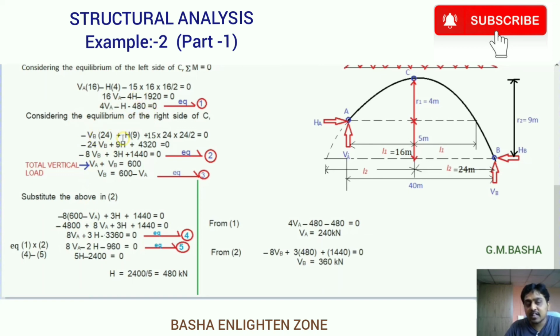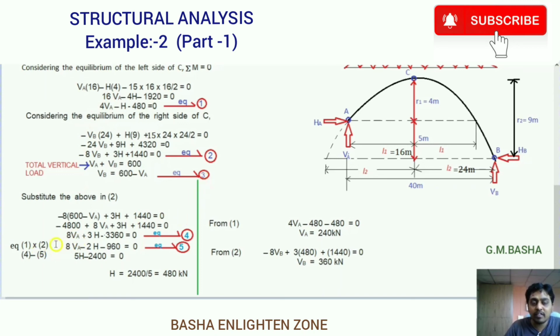Otherwise another chance will be there. So here 3H will be there. If you multiply this equation with 3, you will get 12VA minus 3H minus 480 into 3. Then at that situation you have to cancel both the 3H values in equation 4 and equation 1, and the remaining values 12VA and 8VA. So subtracting, you will get minus 12VA into the remaining value.